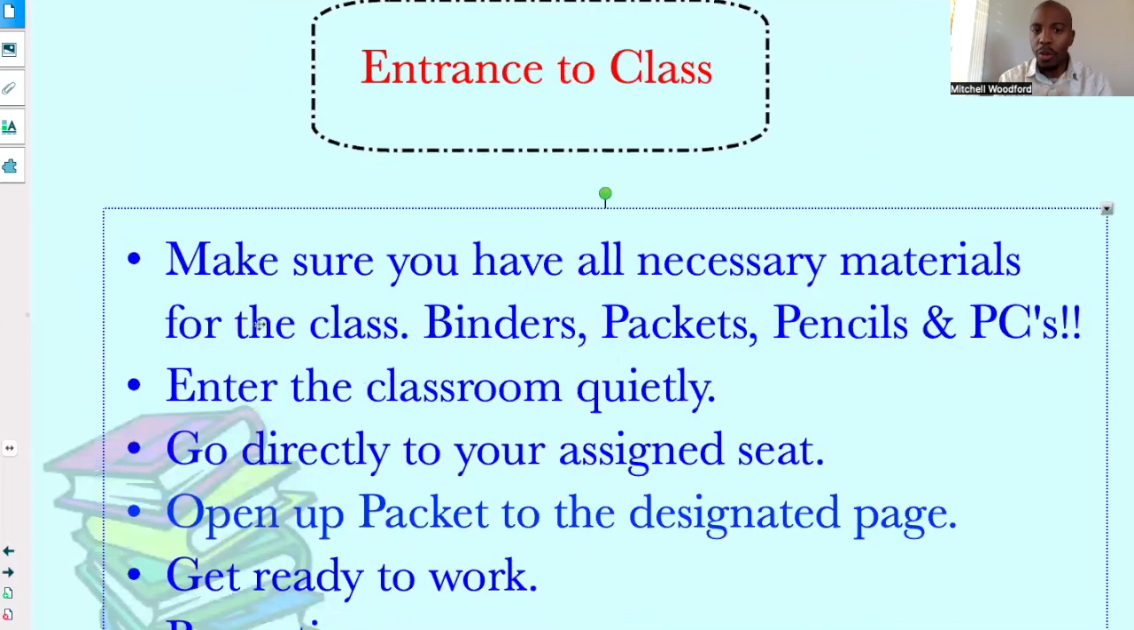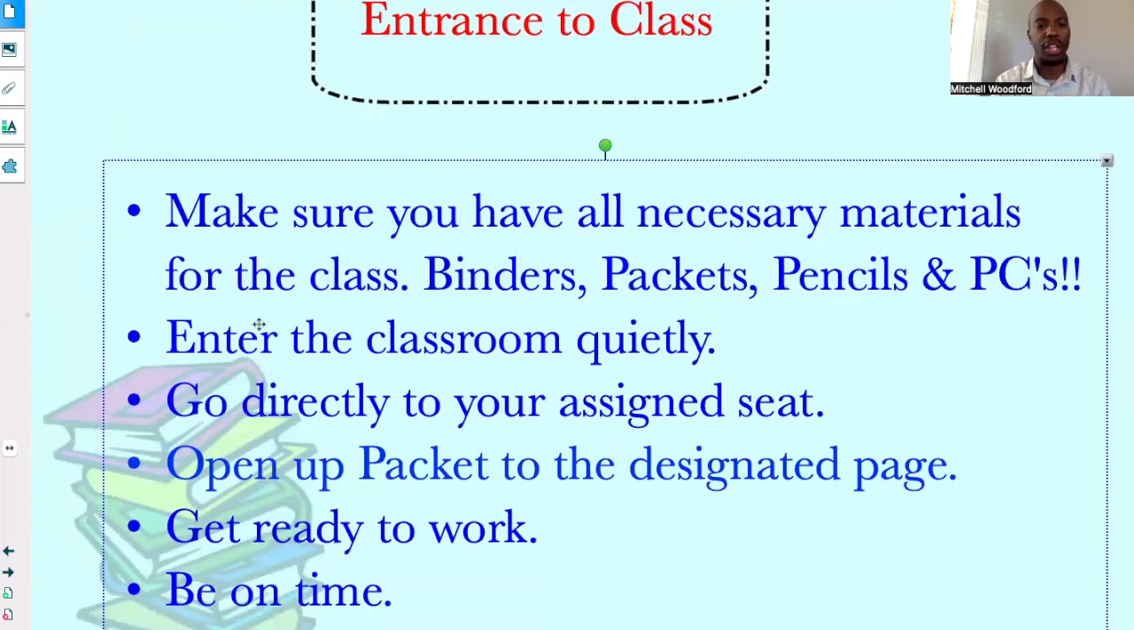All right. When you enter the class, keep in mind, I'm expecting you to have all the things that you need to do well in the class. That may mean your binder with your packets in it, pencils, pens, highlighters, and of course your personal computers. PC stands for personal computers, charged. Please enter the classroom quietly, go directly to your assigned seat, and open up the packet to the designated page that we're on. When you come in, that may be right away reviewing homework assignments, going over what you did in homework, and maybe talking to your neighbor. Hey, what did you get? Going over it with them so we can critique misunderstandings right at the beginning of class before we work on any activity or classwork that we have to do.